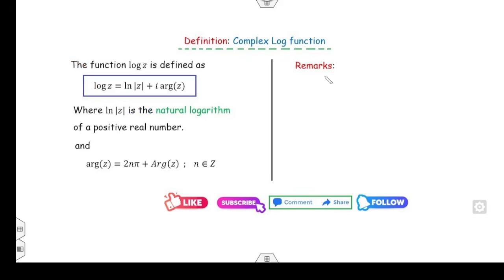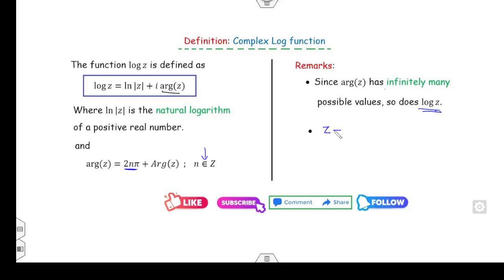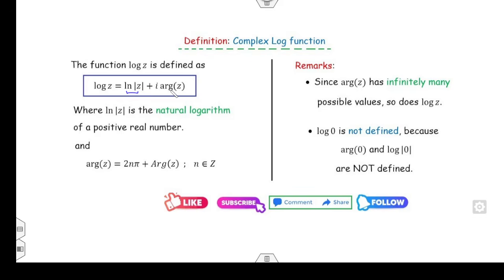Okay, now some remarks about this definition. First of all, log of z, because what comes in the formula of small arg? n, and n has infinitely many values, so therefore log of z has infinitely many values. Also, we know if I consider z is 0, then clearly the argument of z is not defined. Therefore, log of 0 is not defined. Clear? Because the argument of 0 as well as the log of the modulus of 0, these two values are not properly defined. We can say log of 0 is not defined.